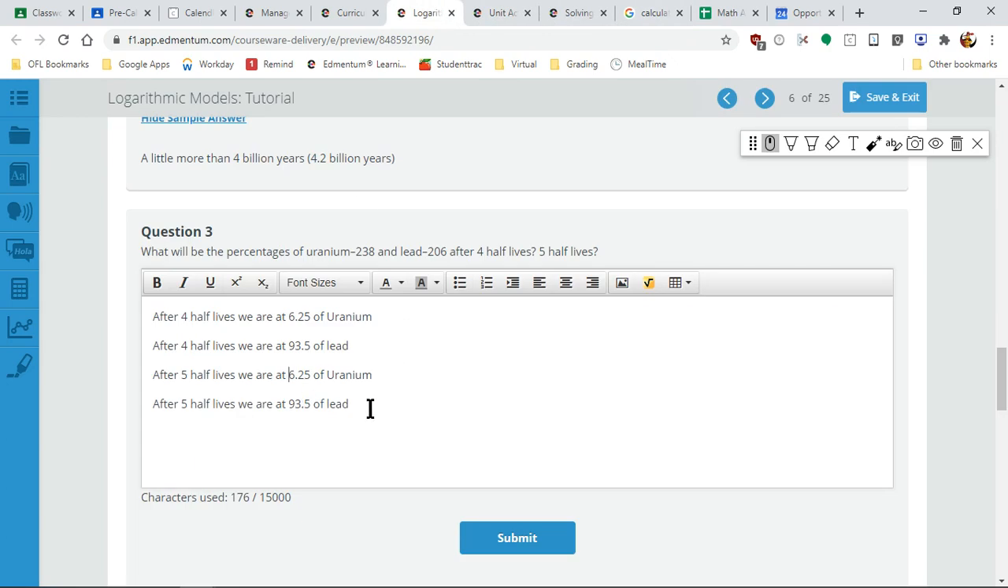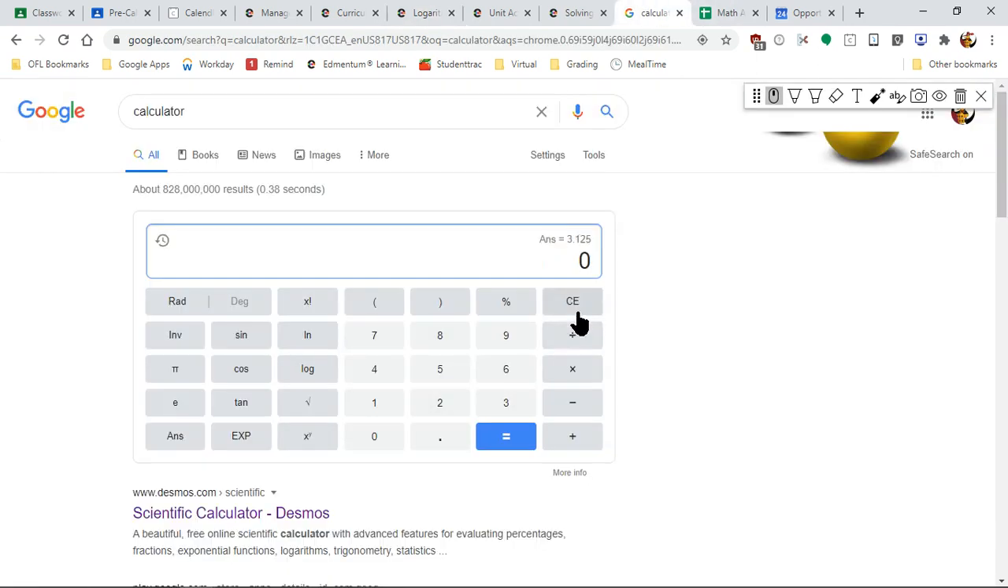Where is it? Ah, there it is. 3.125. I should be putting the percent sign here. I keep forgetting to put the percent sign. And again, percent is Shift 5. So if I subtract this, it's 90-something percent. 100 minus 3.125, so 96.